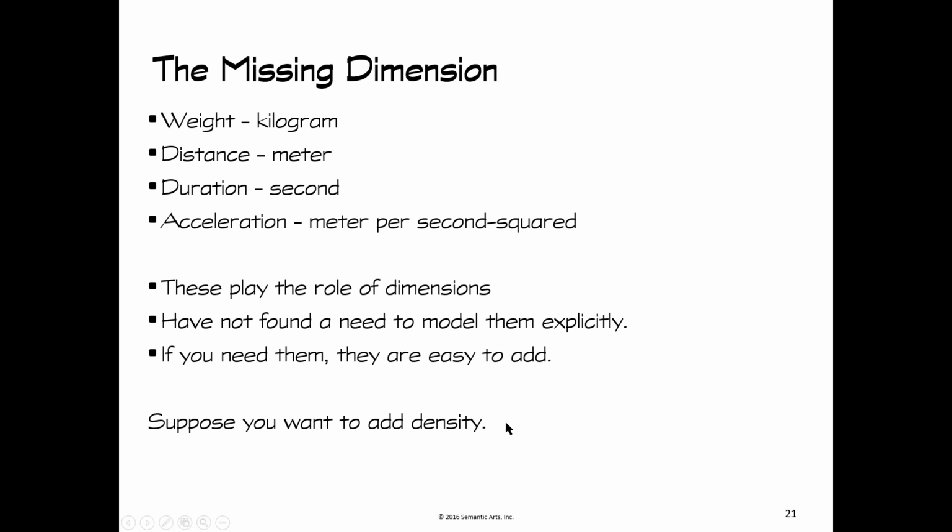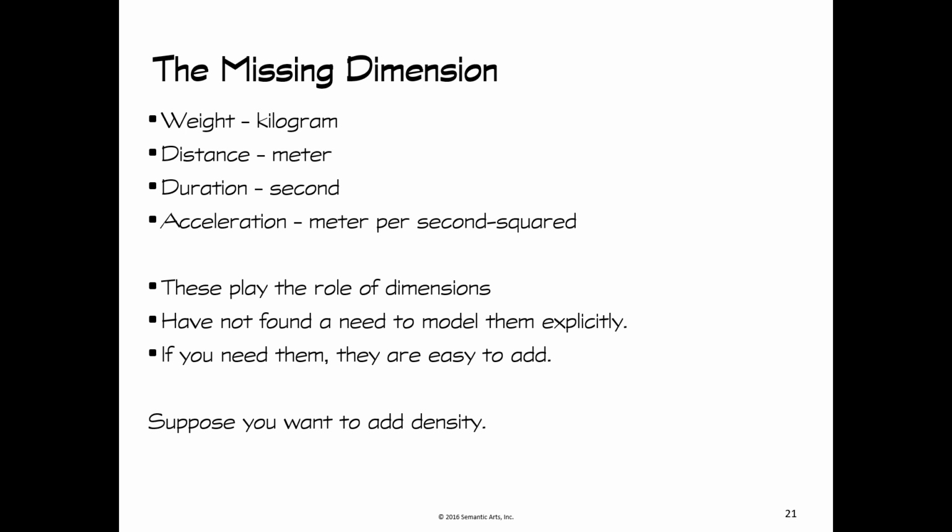So people often, almost every units and measures ontology we've seen, and there are actually quite a lot of them, probably a dozen or more, they always want to talk about dimension, the dimension of weight or dimension of distance or duration or acceleration. They want to have something called dimension and have instances of dimension. But it turns out we never actually found a use for that. The magnitudes themselves, the kinds of magnitudes that you have, play that role. So we haven't found any need to model the dimensions explicitly.